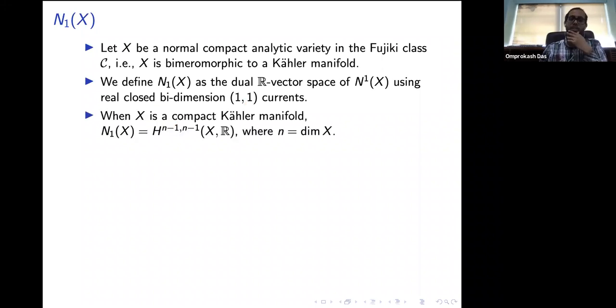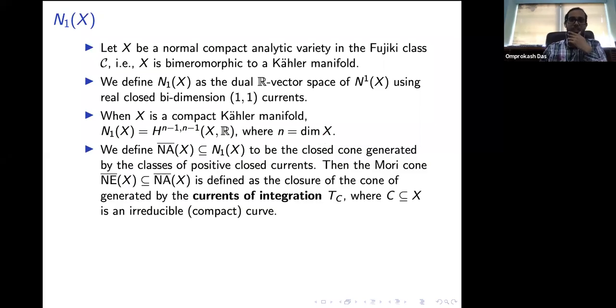And again, when X is a compact Kahler manifold, then N lower one is nothing but N-1,N-1 (X, R), where N is the dimension of X. And within this N lower one of X, we define this NA(X). We'll call it a generalized Mori cone. This is the closed cone generated by the classes of positive closed currents.